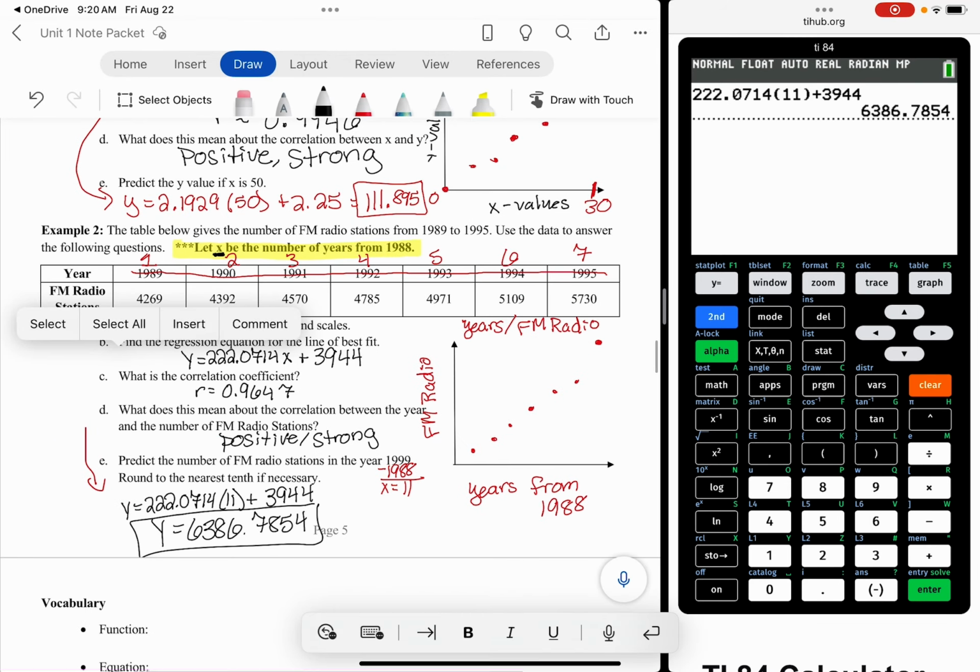Okay, so if you need to pause this, you can. Here are the answers. You need to make sure you know how to do the steps on the calculator by yourself. I cannot help you with those on the test.